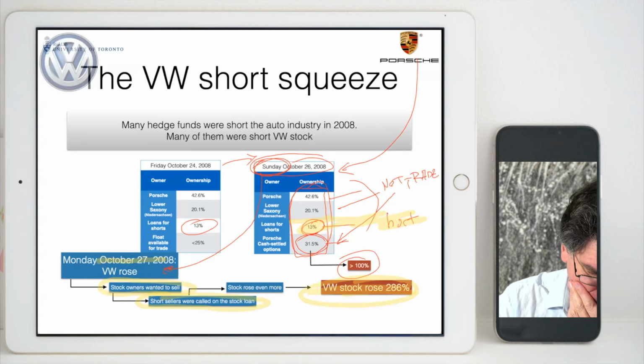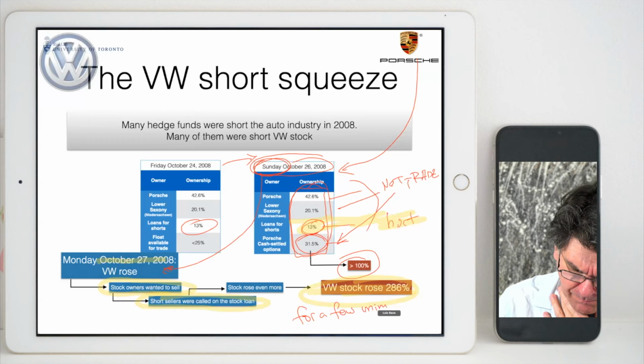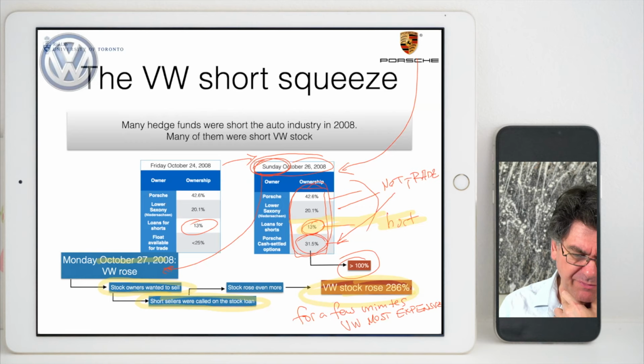It was very interesting that for a few minutes, Volkswagen was the most expensive company in the world because of this. Very famous short squeeze. These short squeezes happen sometimes. They're rare, but when they happen, they're very, very brutal. They're very, very big. Do you understand the short squeeze of Volkswagen? Any questions? I guess no questions. So I think you understand, okay?